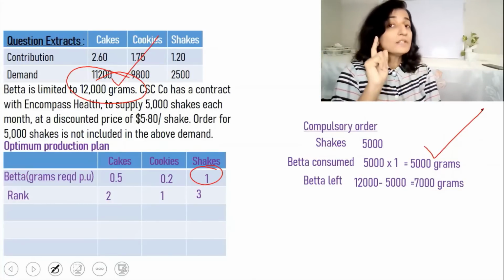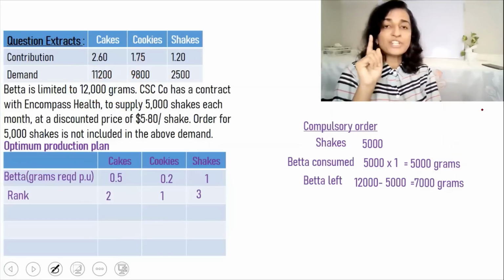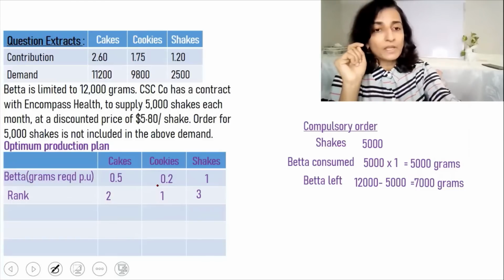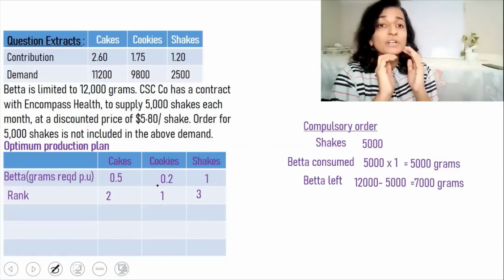Now we can start the general production. In the general production, we will be starting with cookies because it has got rank 1. So how many cookies should we manufacture in total?